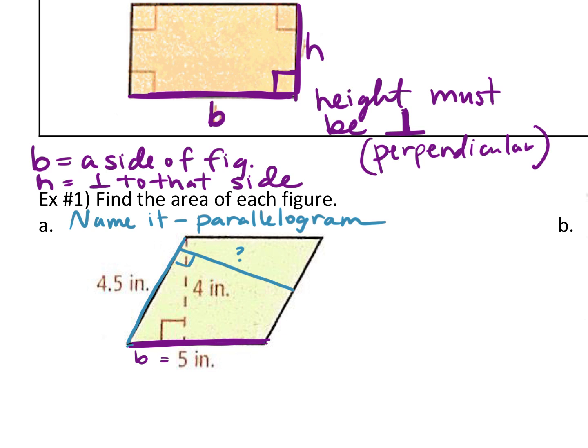The 4. What is perpendicular to it, right? These two are perpendicular. So if I'm finding the area of this parallelogram, I'm going base times height, which is 5 times 4.